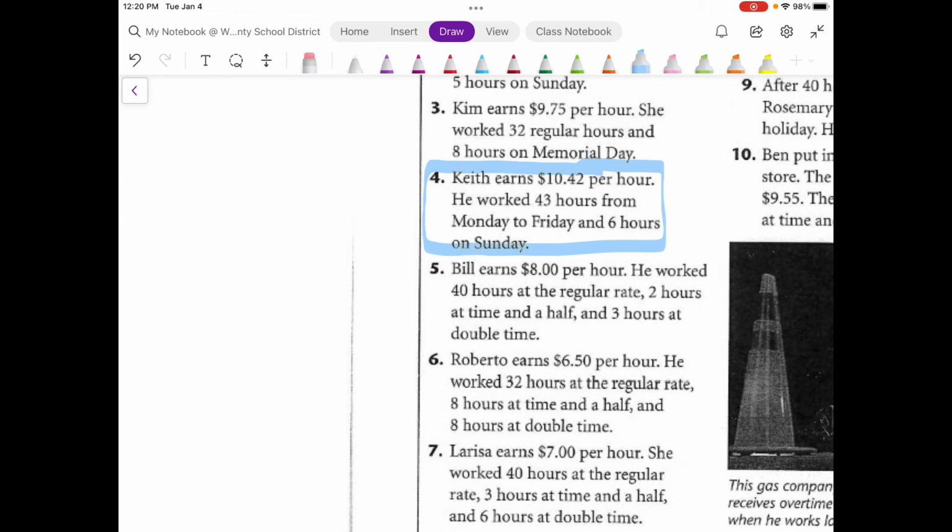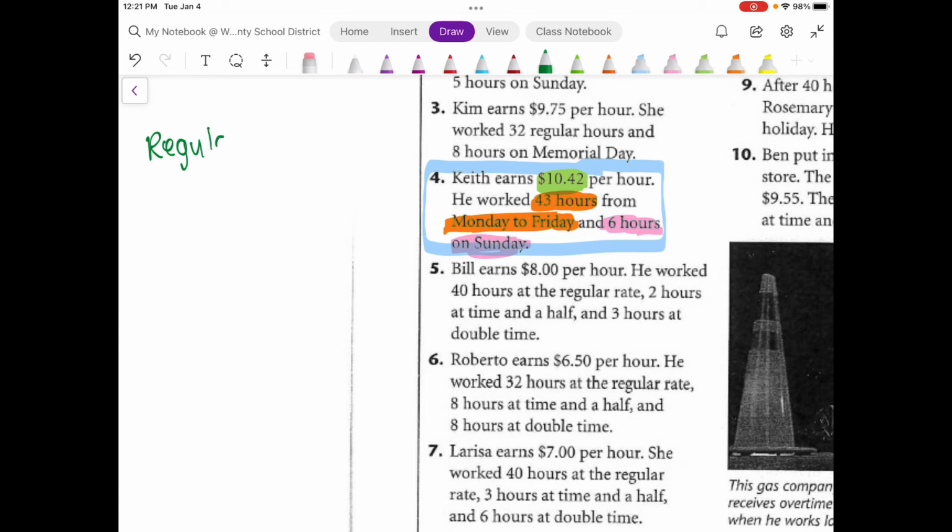So we have Keith earns $10.42 per hour. Okay, he works Monday through Friday, 43 hours. That's important because Monday through Friday means that those hours, even though it goes over 40, that just means time and a half. However, we're also told that there's 6 hours, okay, on Sunday. So he worked 43 from Monday through Friday, and then in addition to that, we have the 6 hours on Sunday. So first, let's figure out the regular pay.